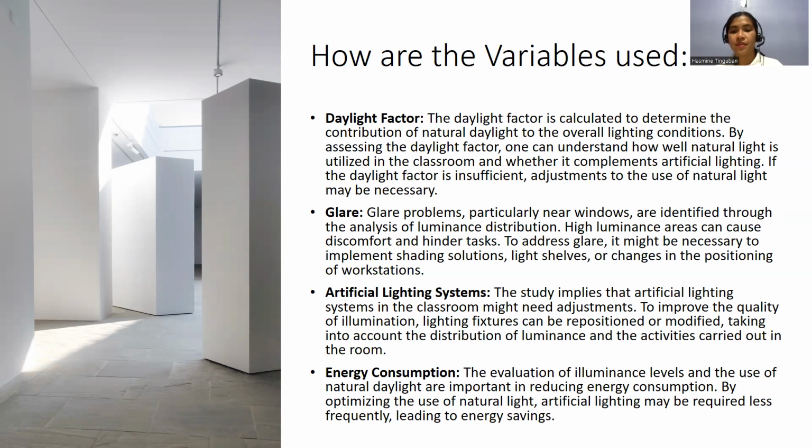Energy consumption. The evaluation of illuminance levels and the use of natural daylight are important in reducing energy consumption. By optimizing the use of natural light, artificial lighting may be required less frequently, leading to energy savings.